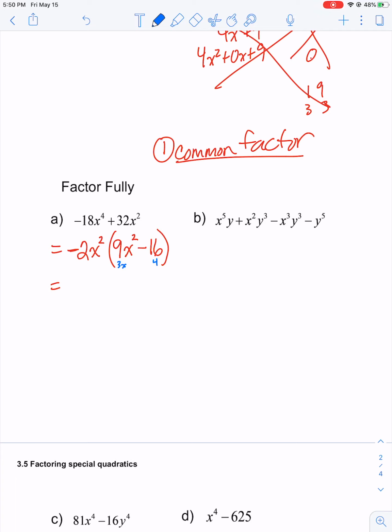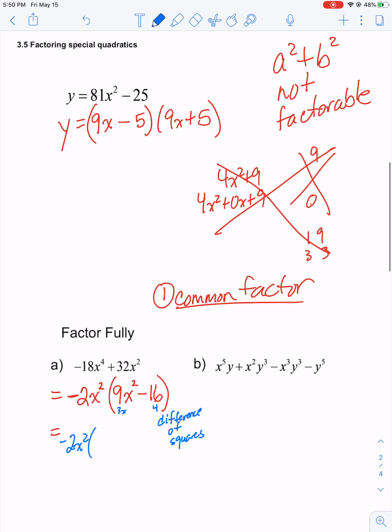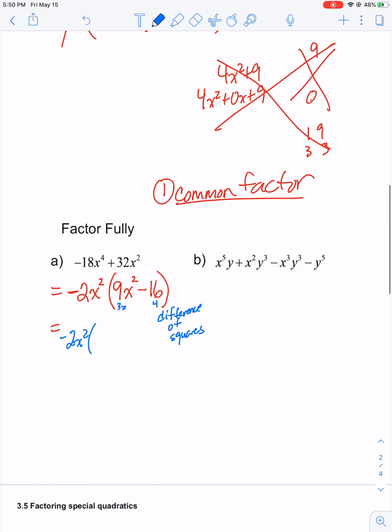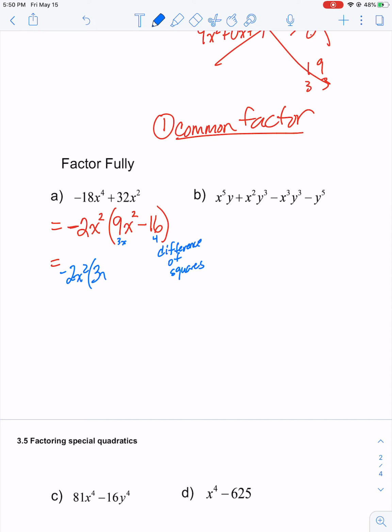Both of these numbers are perfect squares, which means we're also talking about difference of squares here. If those two weren't perfect squares, if it wasn't a 9, like let's say it was a 7, and the 16 was like, I don't know, an 11 or a 24 or something, it wasn't a perfect square, then you wouldn't be able to do this next step. So now, this is difference of squares. So back here, difference of squares, this is the pattern all the time. So that's going to be 3x minus 4 and 3x plus 4. And now that is factored fully.